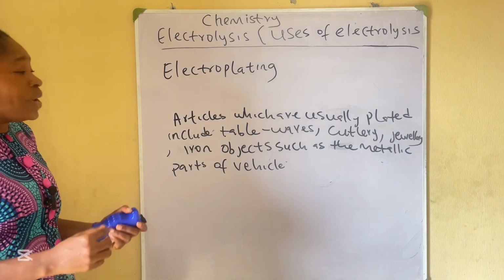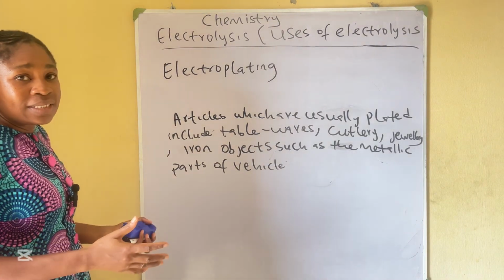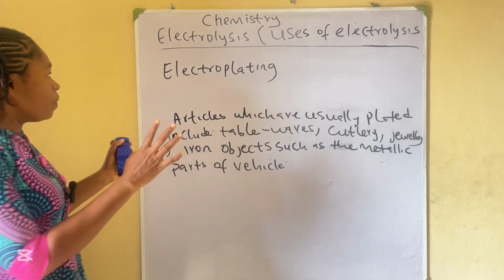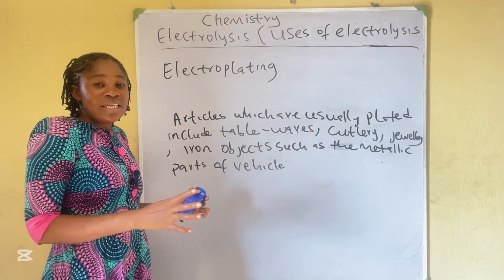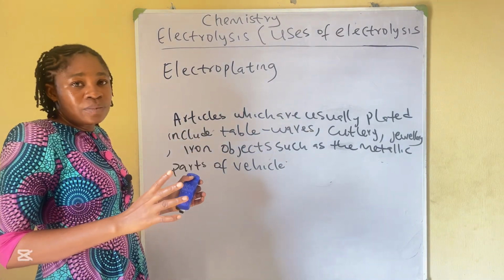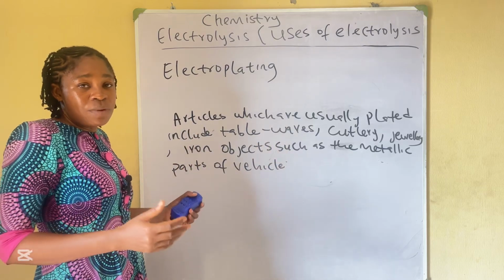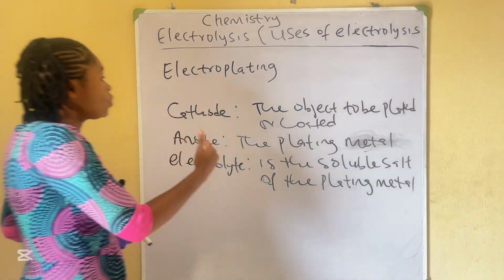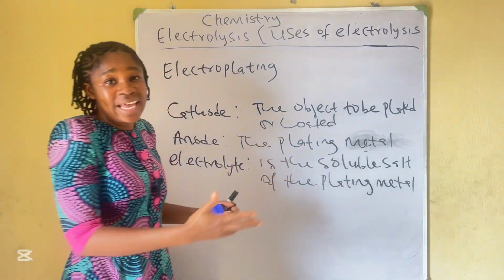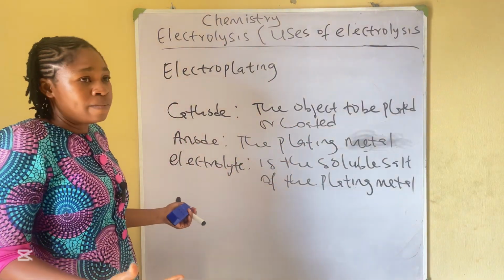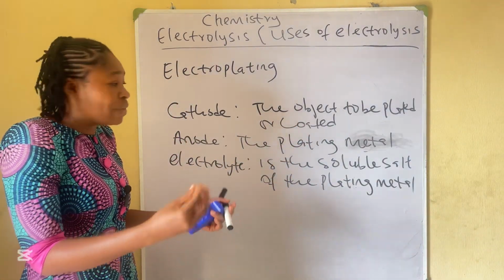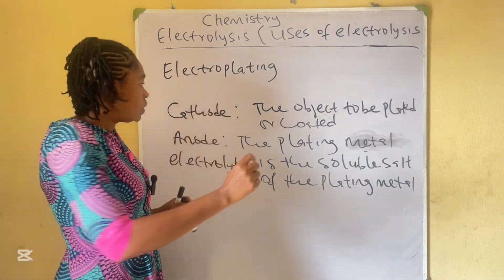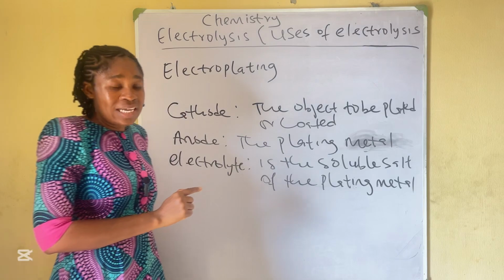So when it comes to electroplating, the setup is the same as that of extraction and purification of metal. In electroplating, the cathode is the object to be plated or coated. For example, I have an iron spoon and I want to coat it with silver. So that iron spoon should be made the cathode.